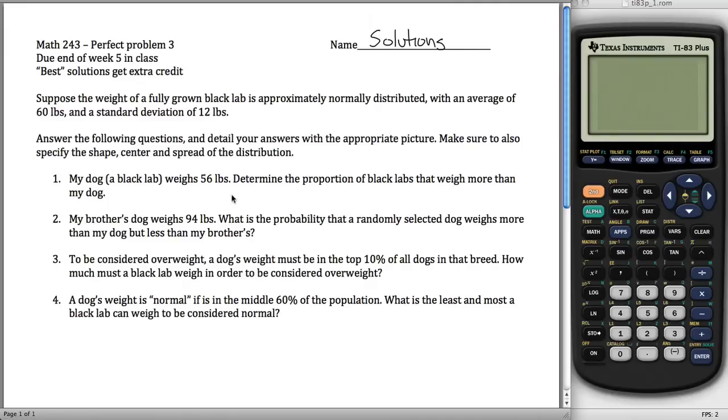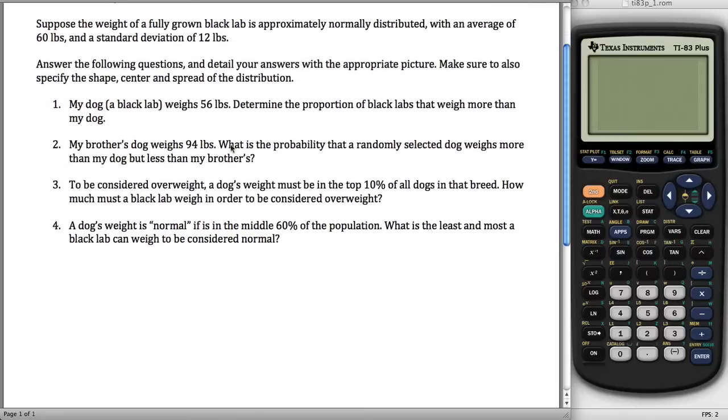All right, here are your solutions for perfect problem 3 for Math 243. What we're going to be dealing with here is a distribution that tells us the weight of a fully grown black lab. And apparently it's approximately normally distributed with a mean of 60 and a standard deviation of 12. So what we know, maybe I'll start just stating these three things that we'll state on all these type of problems: the shape, the center, and the spread.